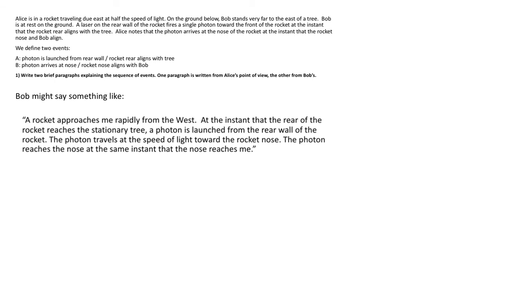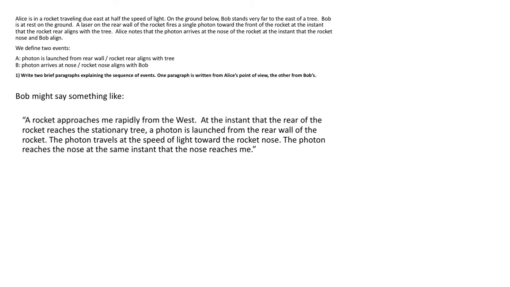So notice all of the verbs of action are tied to the moving object. That would be the photon or the rocket. So for example, the rear of the rocket reaches the tree, okay, because the rocket's moving. The photon is launched and the photon travels at the speed of light. The photon reaches the nose at the same instant the nose reaches me. So it's the nose that's moving, the photon that's moving, and the rear of the rocket that's moving. The tree is not moving and Bob is not moving.